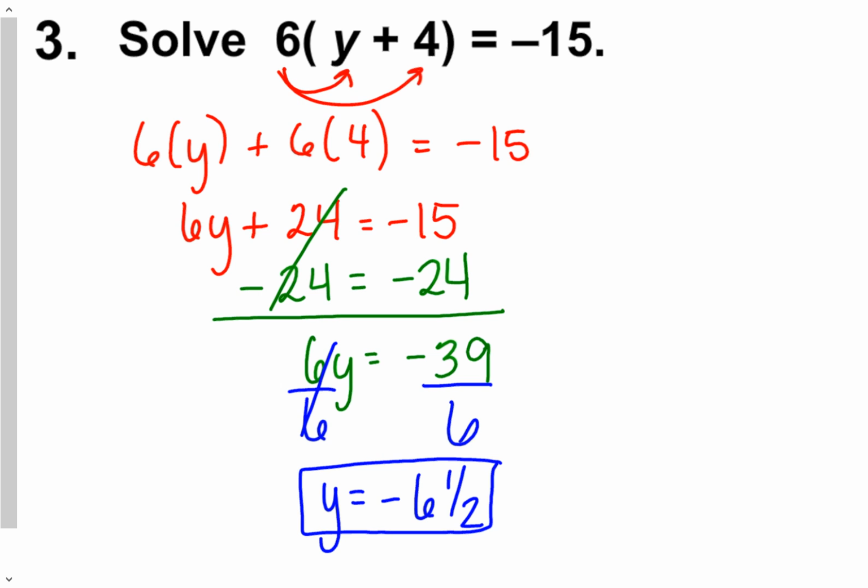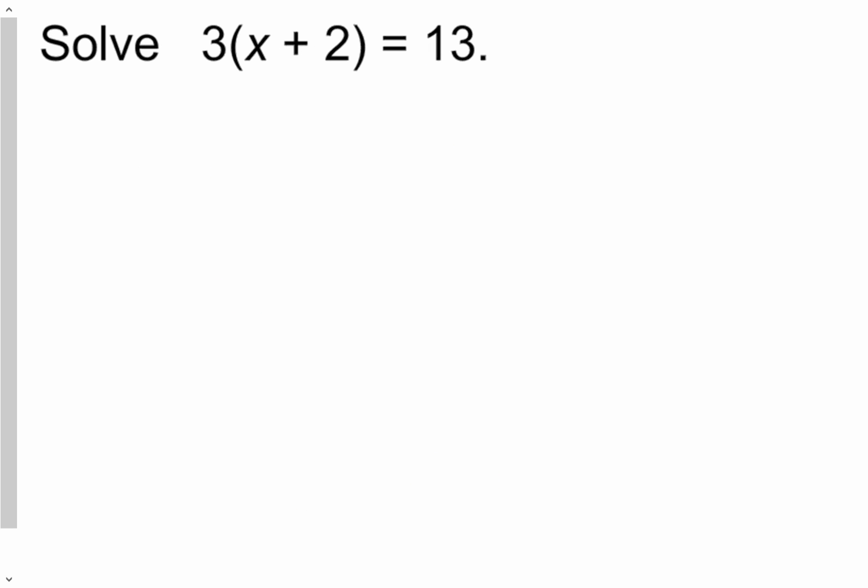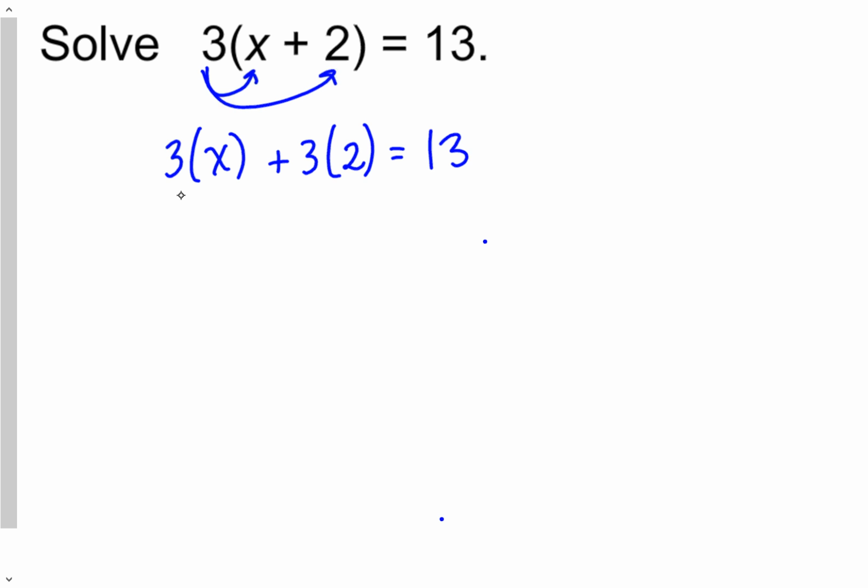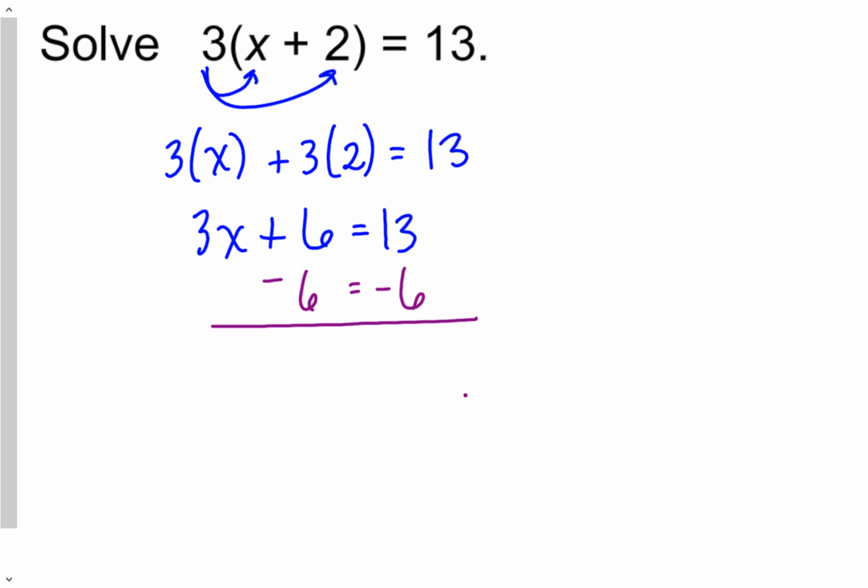Okay, and then here's my last example of method 2. Again, 13 is not easily divisible by 3, so we're going to expand our distribution first. So 3 times x plus 3 times 2, and that equals 13. So 3 times x is 3x, plus 3 times 2 is 6, and that equals 13. So let's subtract the constant that we have here. We're going to subtract 6 from both sides of the equation.